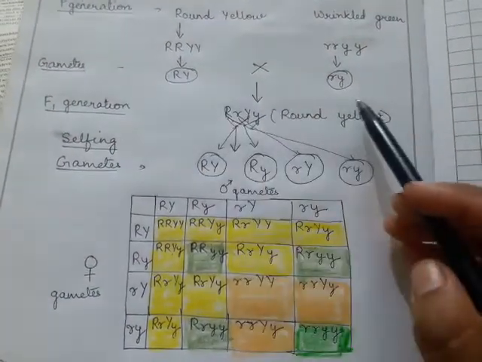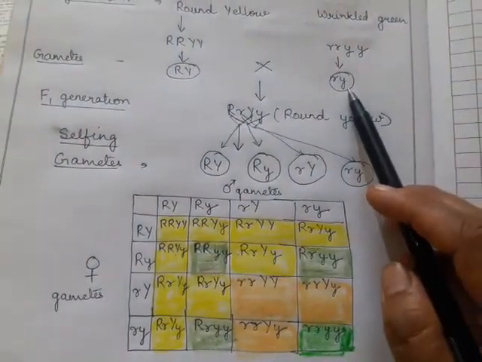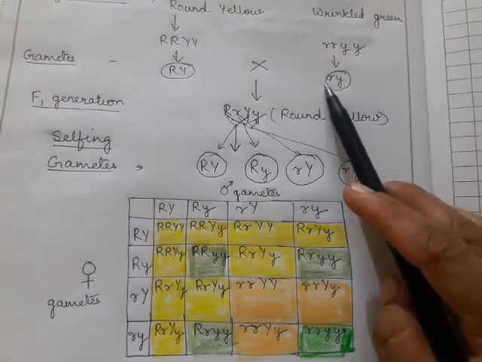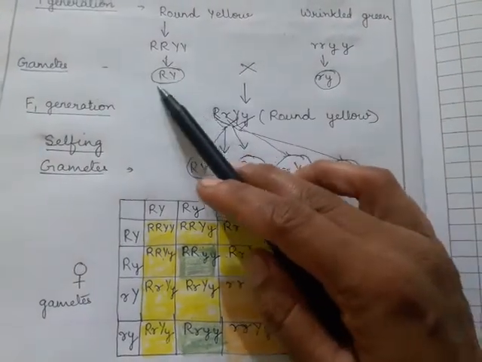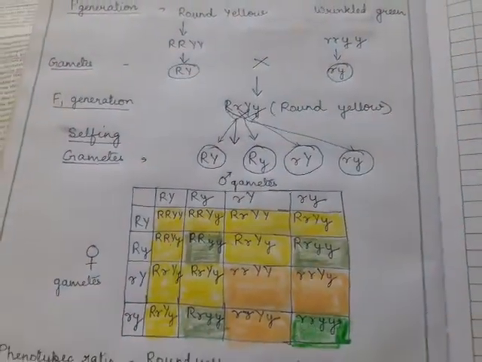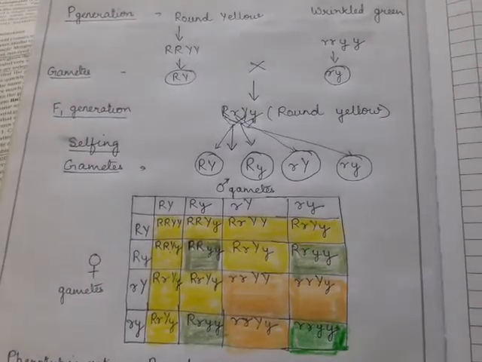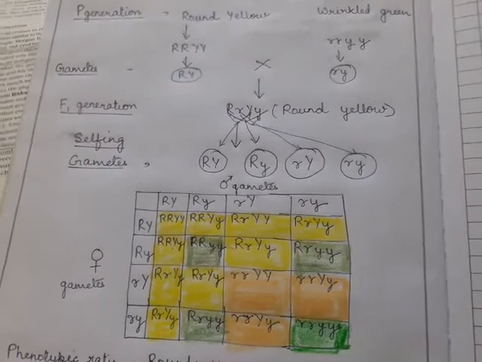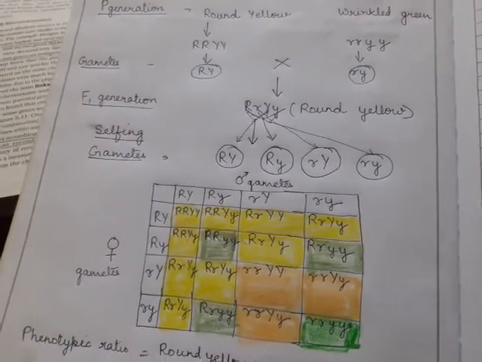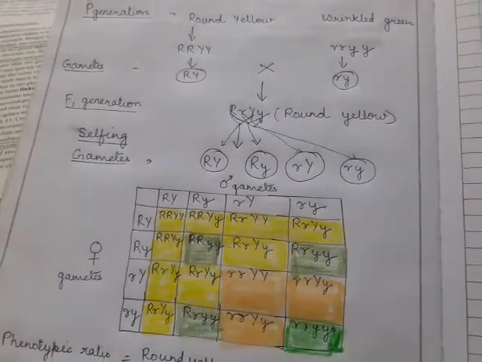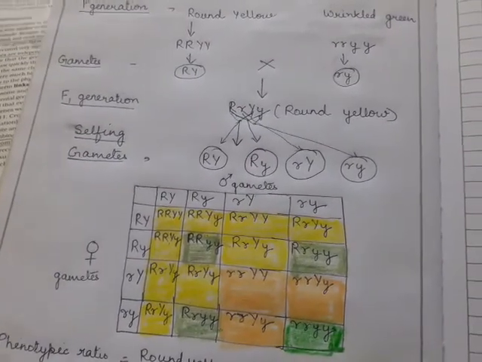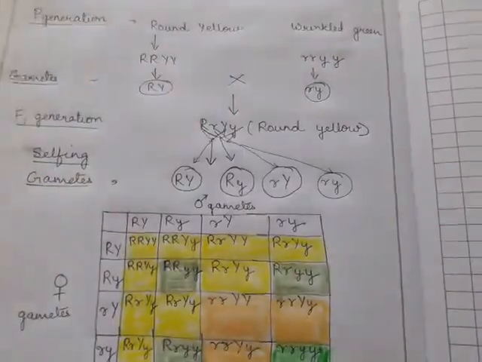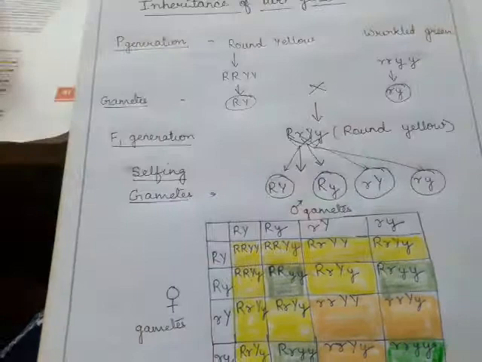Round can make a combination with the small y, that is, the green allele, and wrinkled can make a combination with the yellow color seed. So any type of combination can be seen in this experiment. So it was termed the law of independent assortment. Next is the chromosomal theory of inheritance.